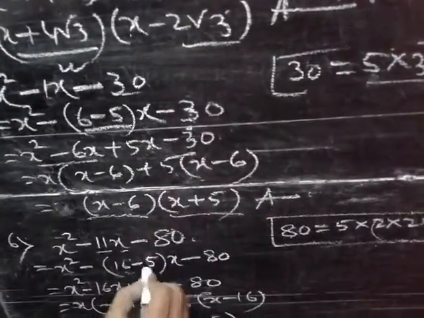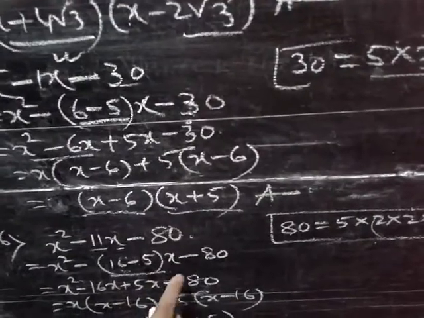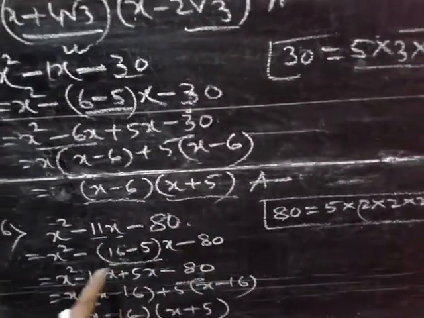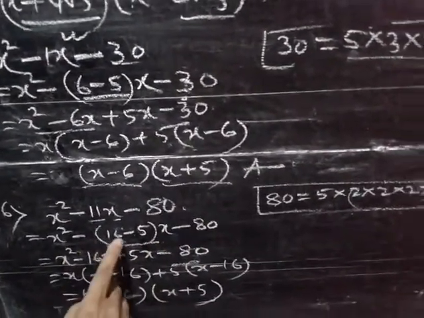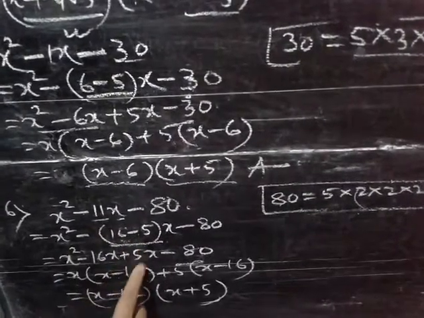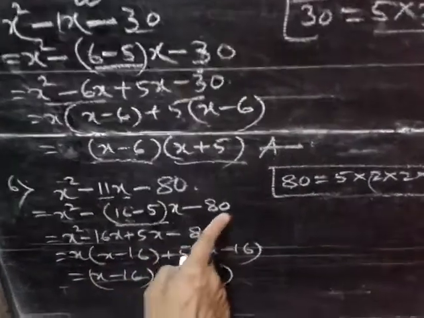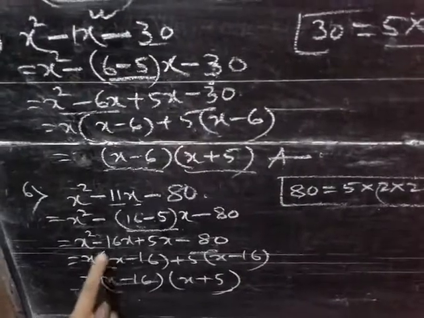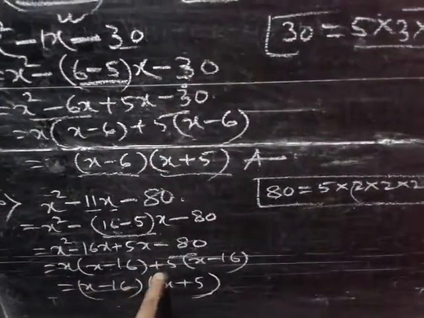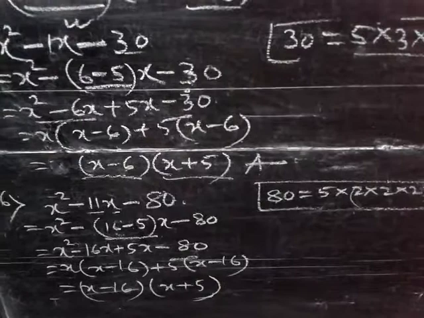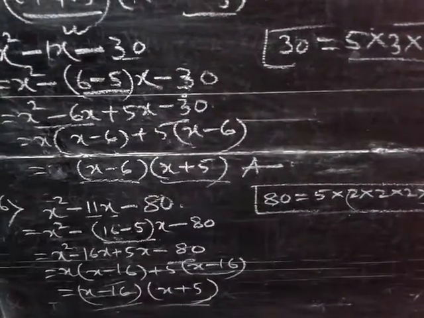So 16 minus 5 is your actually P and Q, and this is multiplied with x, and this will be x square minus 16x plus 5x minus 80. That is x is common, x minus 16 plus 5 is common, x minus 16. X minus 16 is common, and this is actually your answer.